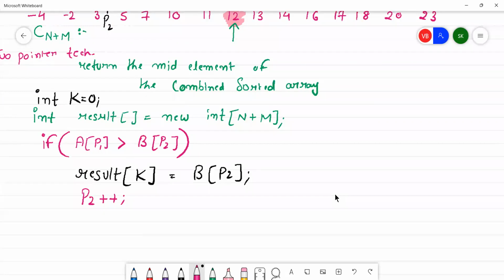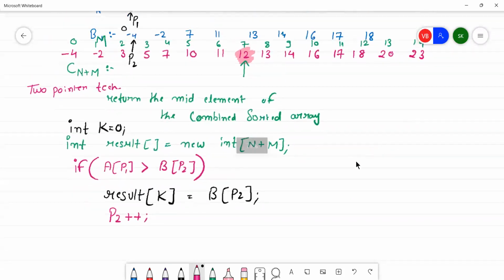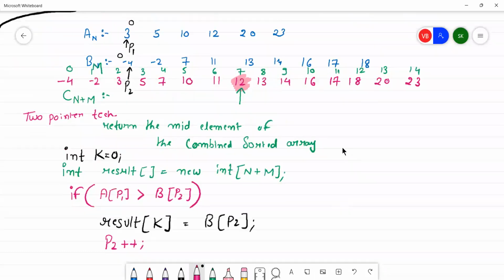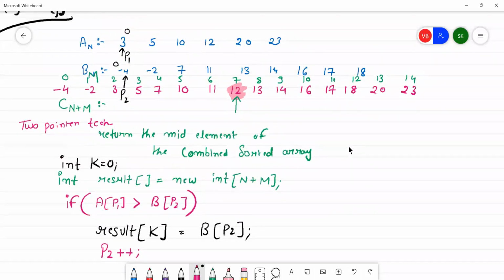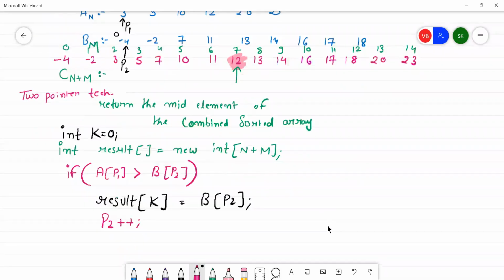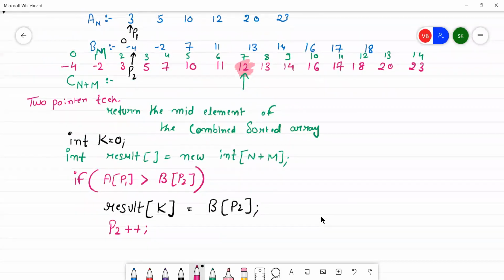Ma'am, I have one doubt here. When I'm saying P1 and P2, to break it into smaller steps, we have two for loops where one for loop goes from P1 equal to 0 to N, and another is P2 which starts from 0 and goes until M. And those two for loops, inside that, these operations we are doing. Am I right? No, you are not.